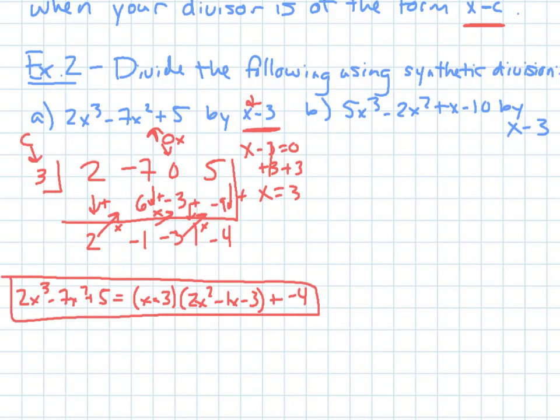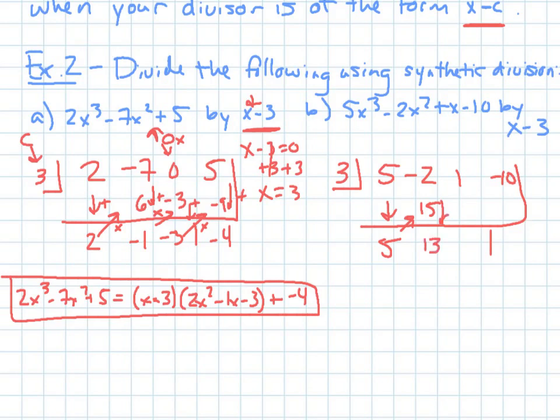Okay? So then letter B, same thing. I'll put my 3 in there because it's the same. I get 5, -2, 1, -10. And do the same thing, so add down. So I get 5, multiply across gets me 15, add down gets me 13, multiply across gets me 39, add down gets me 40, multiply gets me 120, and then add down gets me 110.